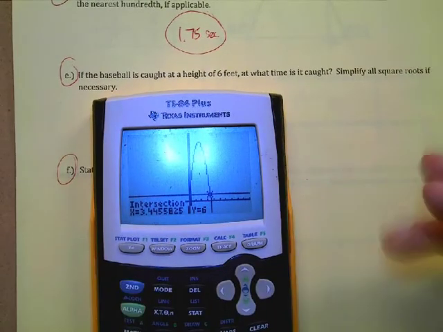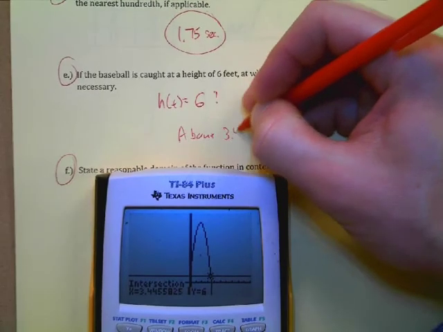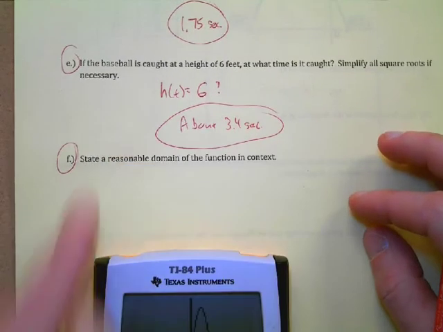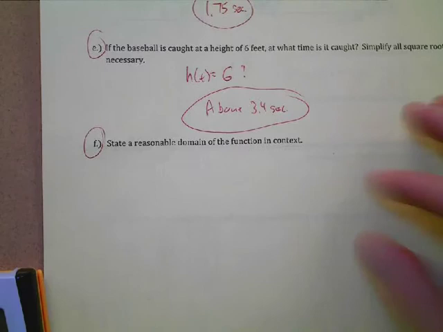Okay, so for your intersection point, go near the point of intersection. Again, we're using the intersect command. Hit enter, enter, enter, and voila. So at what time? We're not going to use square roots here, we're just going to use the calculator. So we'll round here to like 3.4 seconds.